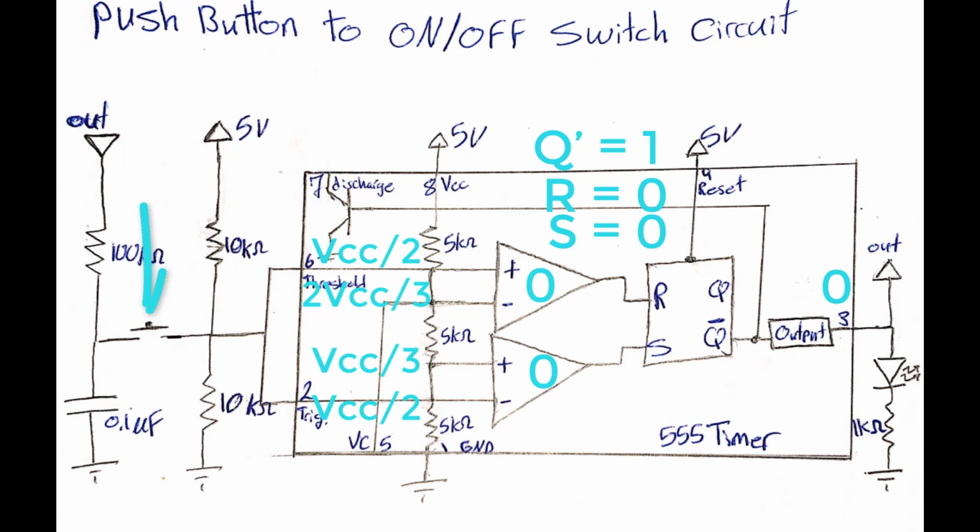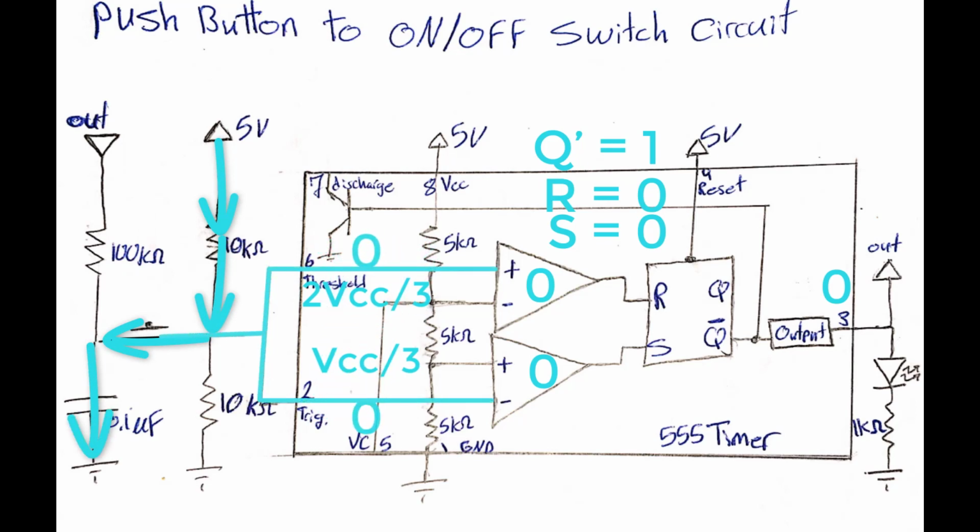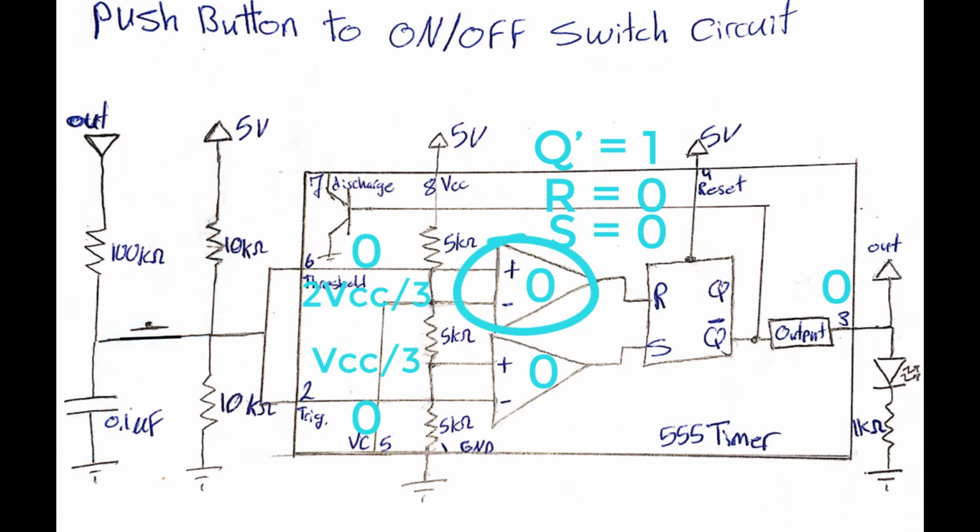When the push button is pressed, the capacitor will start charging, and at that instant, the voltage at this node will drop to 0. Now let's see how the comparators will react to this change. This comparator will give us logic 0, and the other one will give us logic 1. So the values of S and R are as follows.